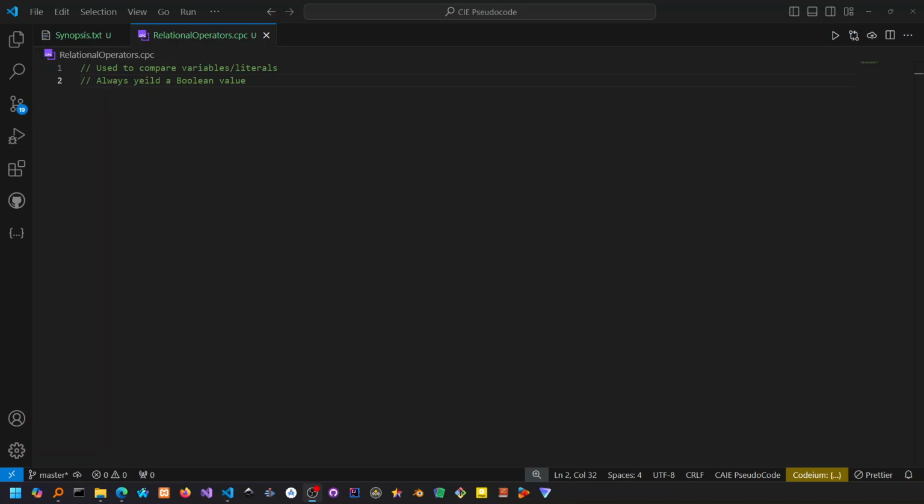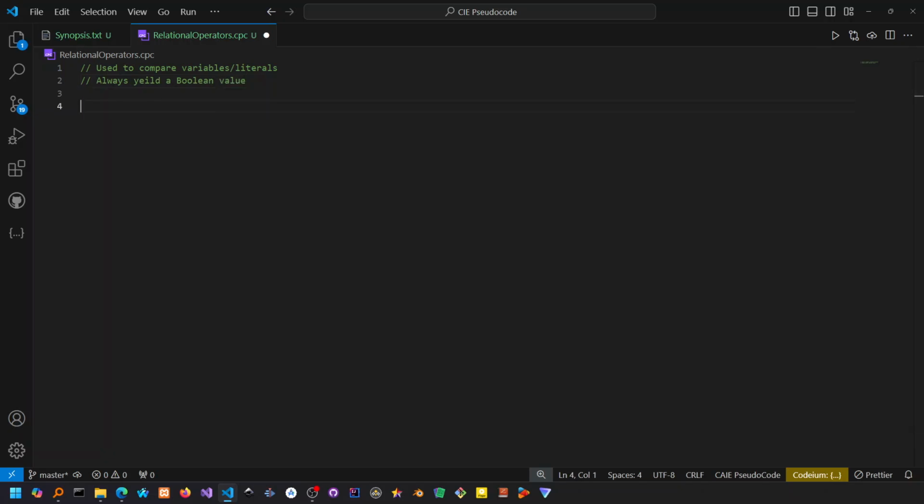This is episode 15 of the ongoing Pseudocode series, and in this episode we are going to be looking at relational operators, which are also known as the comparison operators. So essentially, relational operators are used to compare variables or literals in pseudocode, and they always yield a Boolean value every time we use them. There are 6 relational operators that we make use of.